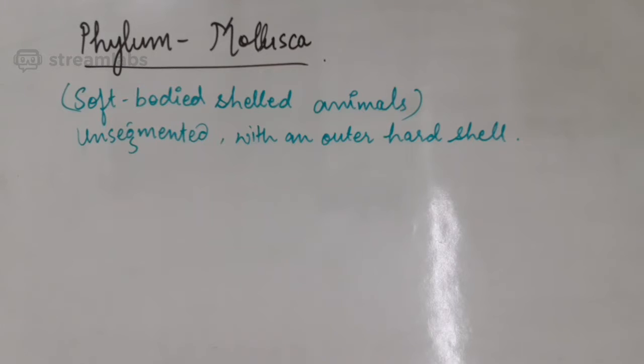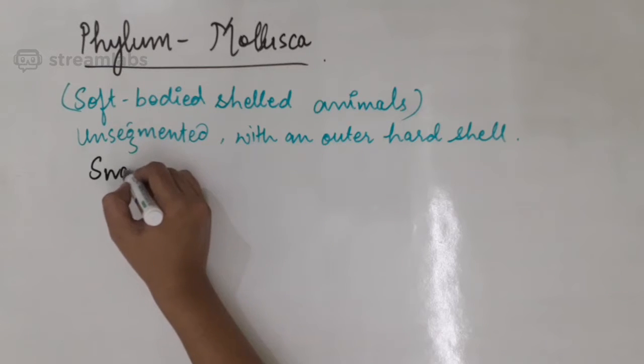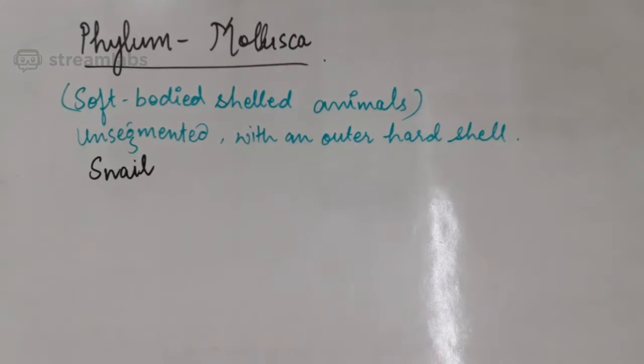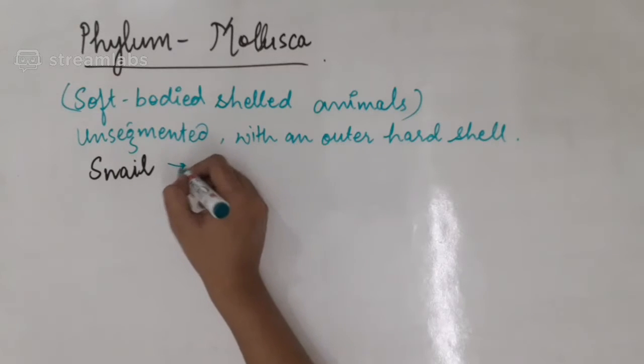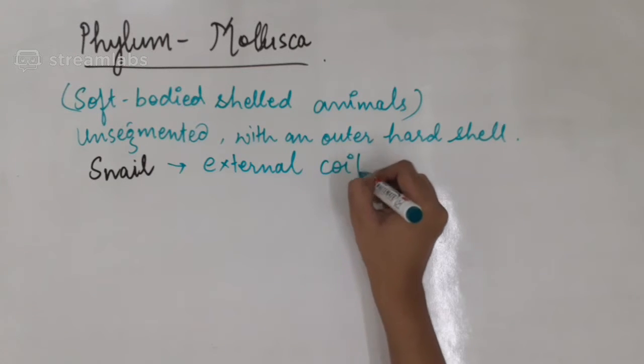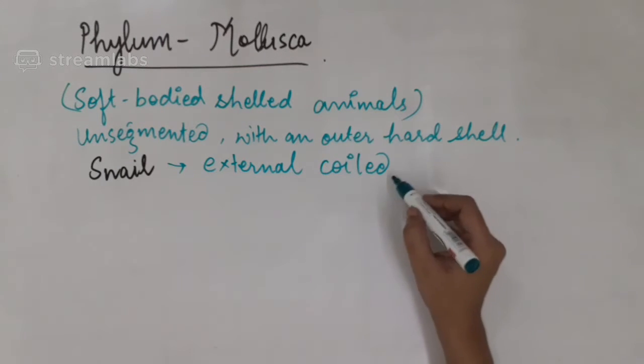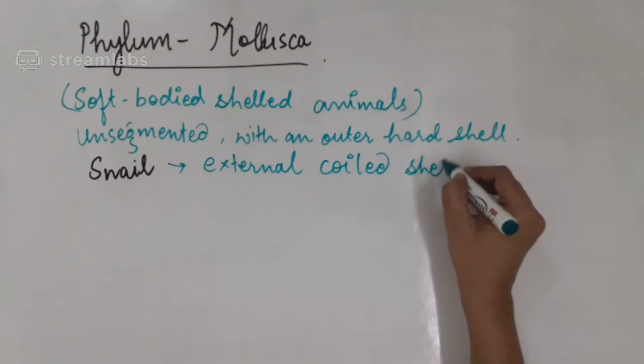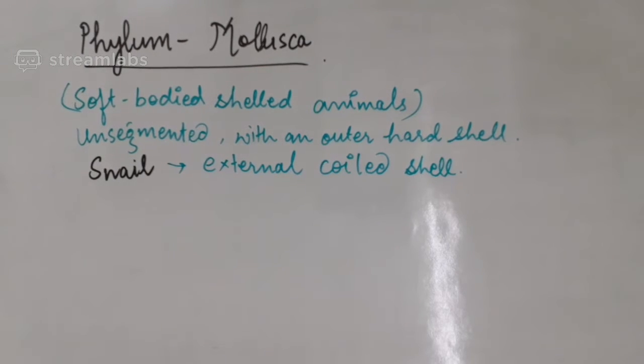Example you can take of a snail. Snail belongs to the phylum Mollusca, who have an external coiled shell. External coiled means coiled shell, shaped like a conch. Others may have two shells that are attached on one side, for example oysters and clams.